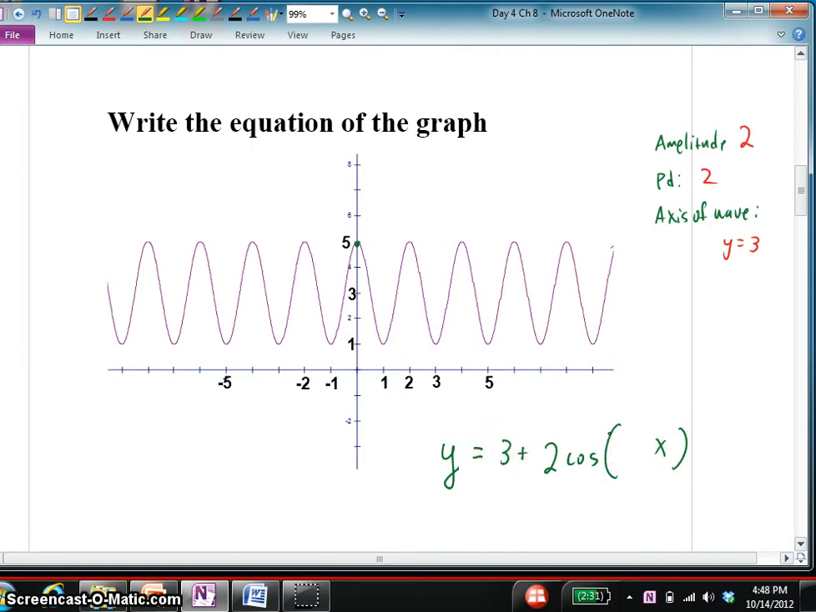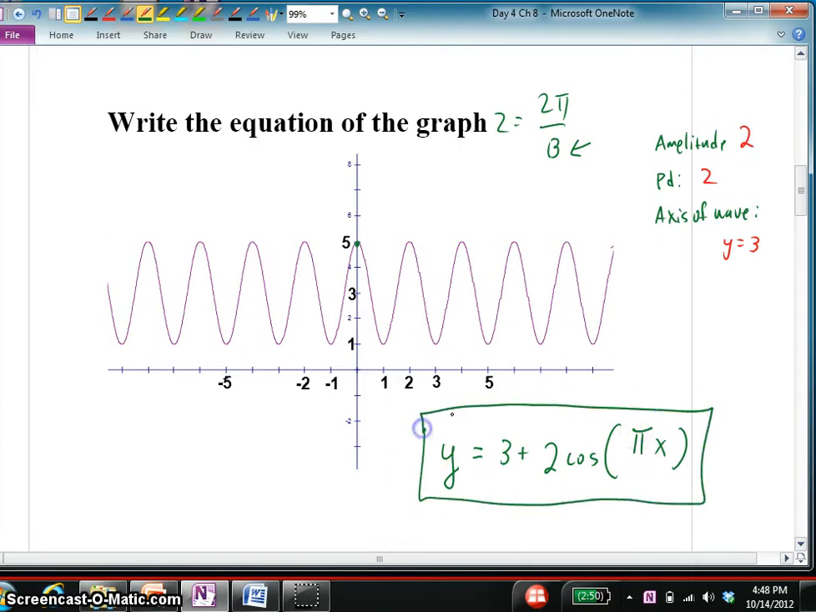Now the period is 2. I know that whatever number this is, the period is like 2 pi over b. So it's like, what does b have to be so that this thing is 2? It would be pi. So this is the simplest equation I could probably write for this graph.